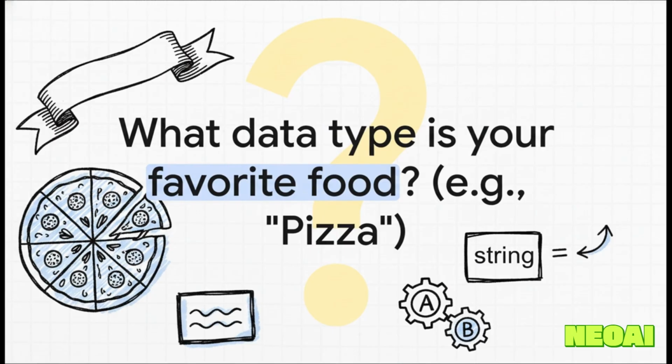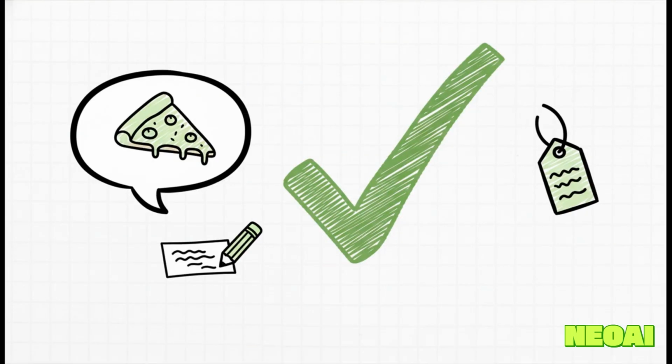All right, next one. How about the name of your favorite food? Let's say pizza. What kind of data is that? That's gotta be a string, right? Exactly. It's text. Any word, any name, any sentence, it's going to be a string.